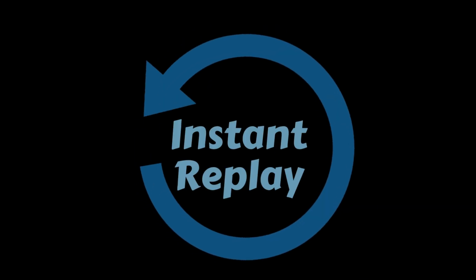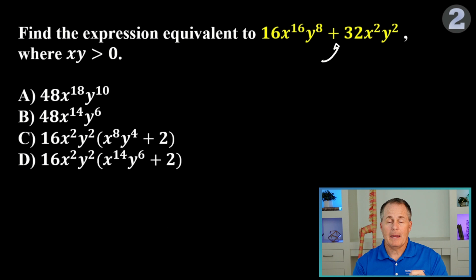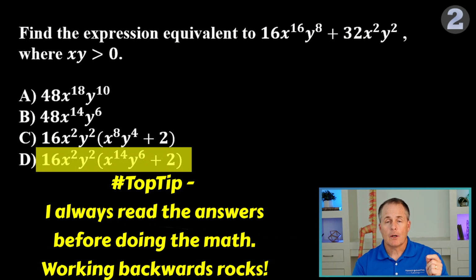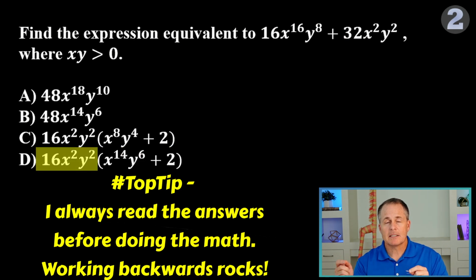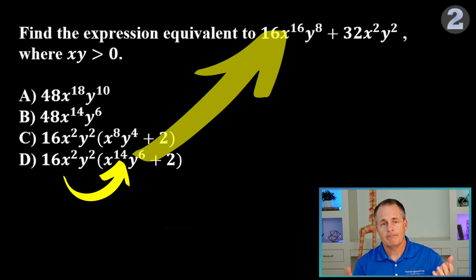Just for a quick review, as we saw in the first problem, when you multiply, you add the exponents. So if you wanted to work backwards from answer choice D, you can quickly multiply the 16x squared, y squared back into the problem. When you add the exponents, you'll get the original problem. Which reminds me, don't forget to look for a greatest common factor on the SAT.